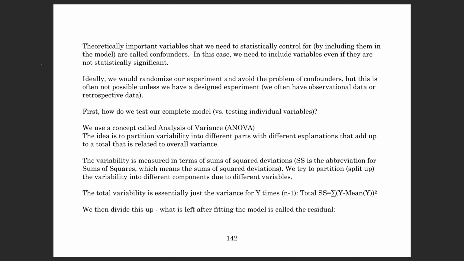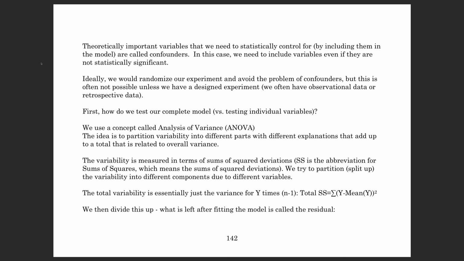So theoretically important variables that we need to statistically control for are called confounders. So if you go back and look at the earlier chapter, there is some discussion of confounders. In this case, we will include the variables even if they're not statistically significant. So in an ideal world, we could randomize that experiment and remove the problem of confounders, but this is often not possible unless we have a designed experiment. So we often have observational data, so we can't control people's height and weight directly. So that's why that would normally be a confounder.